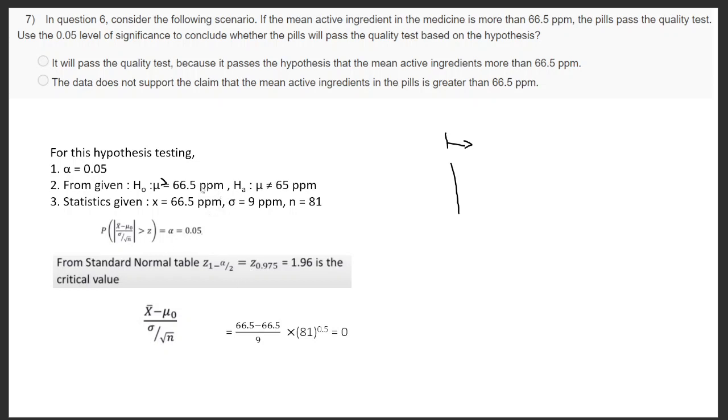I will tell you how it is done. For example, you will keep the baseline as 66.5 and we try to solve the problem. When you try to find the standard normal variate, it will result in 0. So there is no probability of occurrence of this particular event. So the data does not support the claim that the mean active ingredient in the pills is greater than 66.5. So that is the answer.